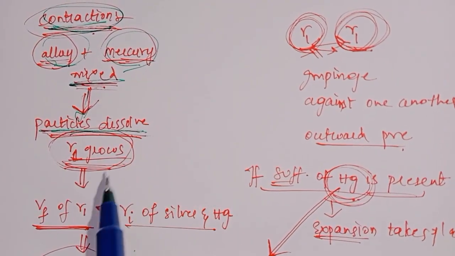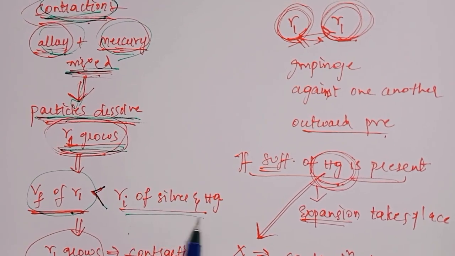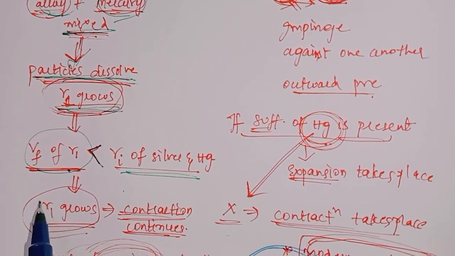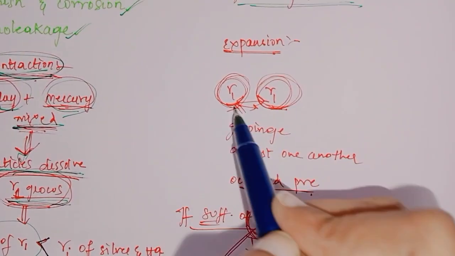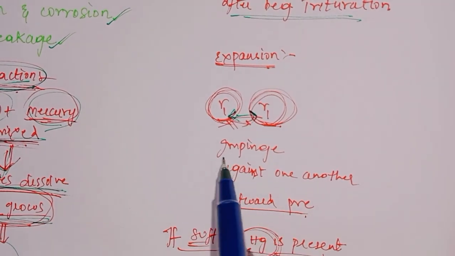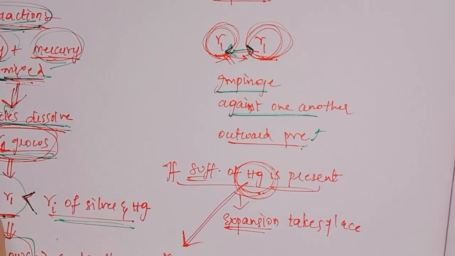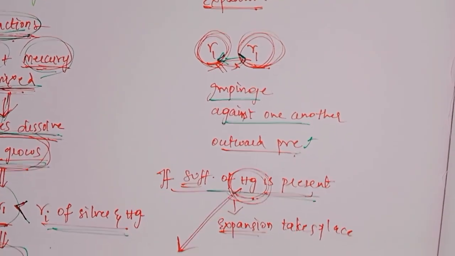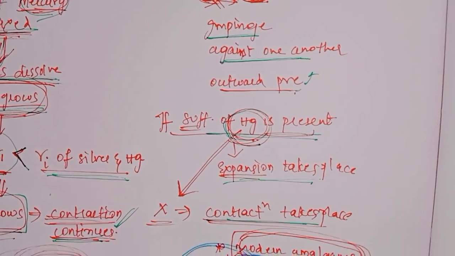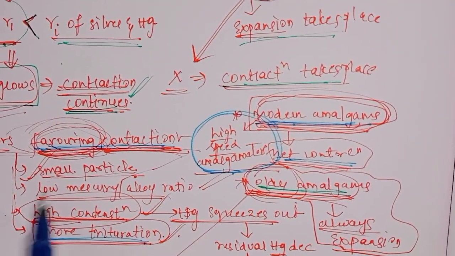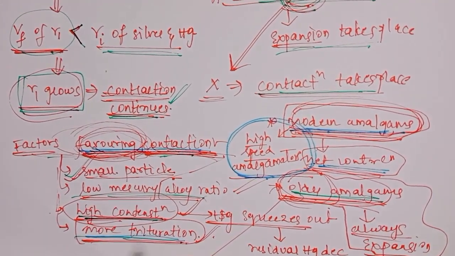Contraction begins as the particles dissolve and gamma 1 grows. The final volume of gamma 1 is less than the initial volume of silver and mercury. Therefore, as long as gamma 1 grows, the contraction continues. Now, when it comes to expansion, when the gamma 1 particles impinge against one another, outward pressure is produced. If a sufficient amount of mercury is present, expansion takes place. If sufficient mercury is not present, then contraction occurs. Factors favoring contraction are small particles, low mercury ratio, high condensation, and more trituration.